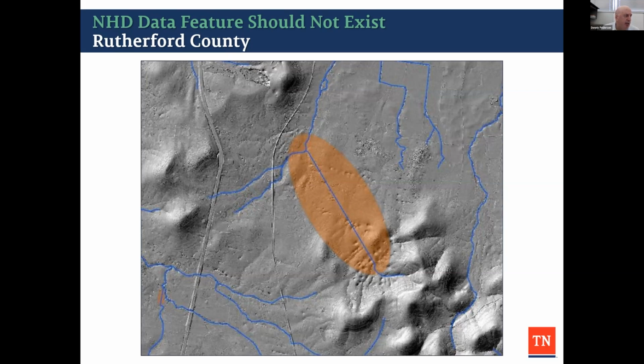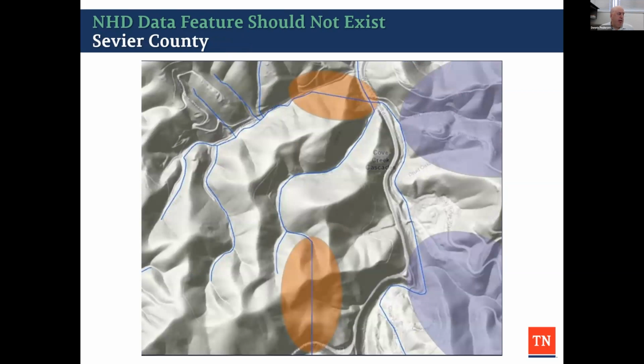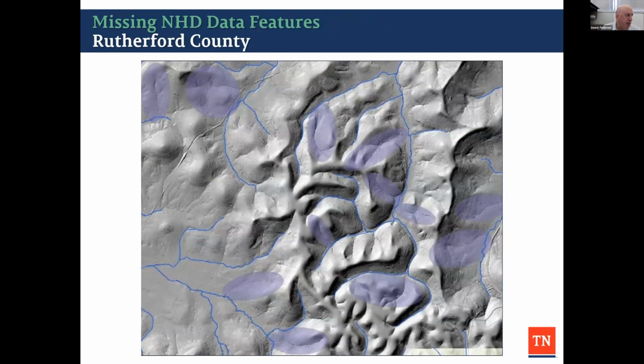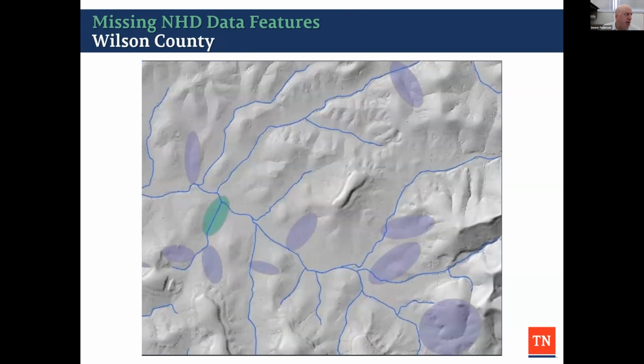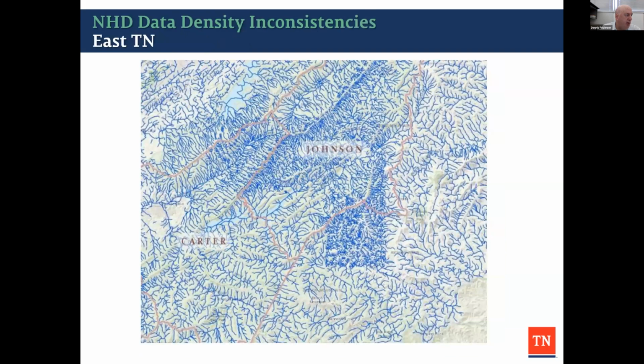Rutherford County, again, Middle Tennessee. At the bottom of the screen here, you've got blue line streams that defy gravity, where it goes up and down over a ridge. So obviously, I'm sure many of you are familiar with these data quality issues with NHD. And of course, there are depressions or areas in the DEM that could support a blue line stream that doesn't reflect that in NHD. So you see some of those examples here, and I'll go through these quickly.